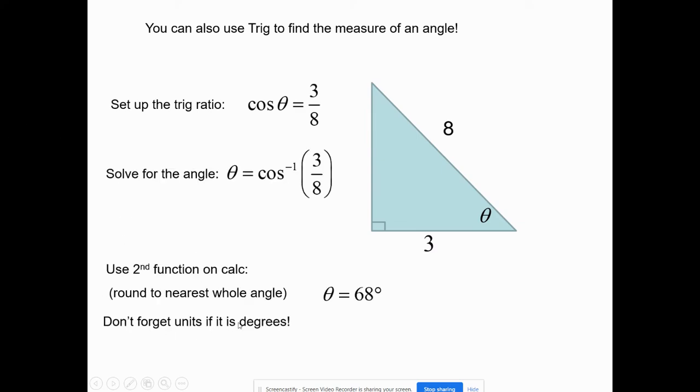And once again, make sure if your problem is in degrees or they're asking you for the measure of the angle in degrees, that your calculator is in degrees.